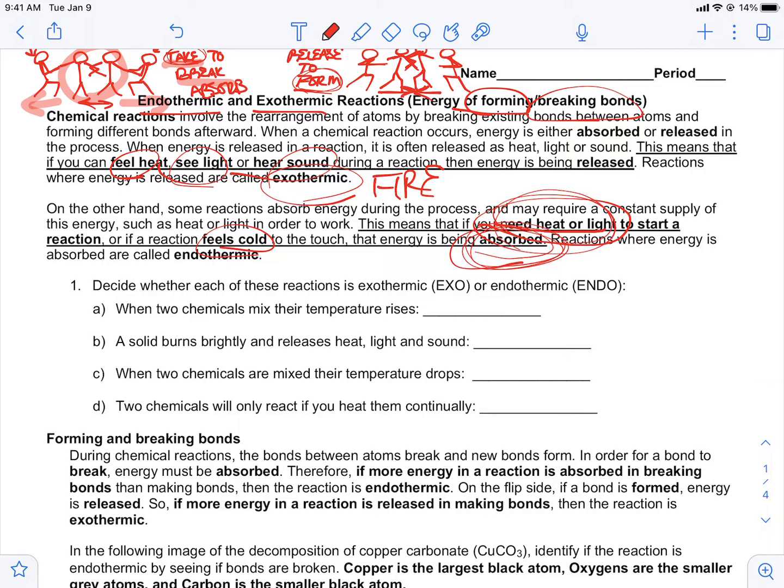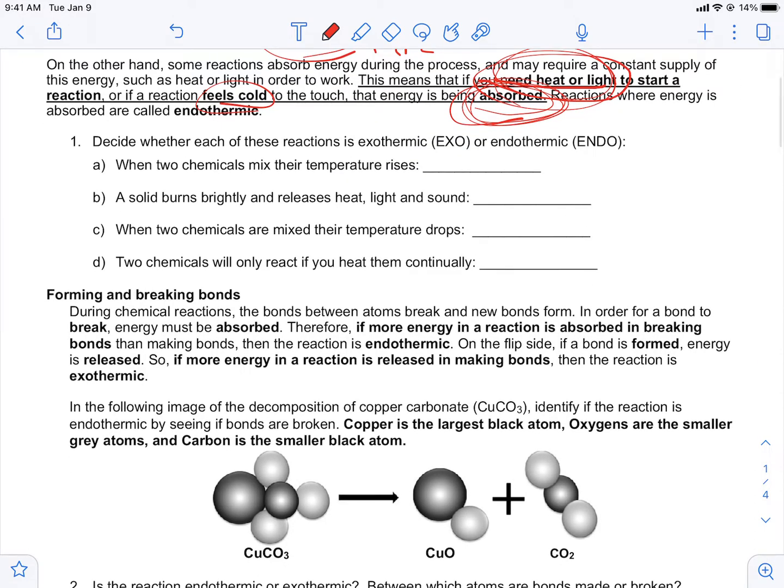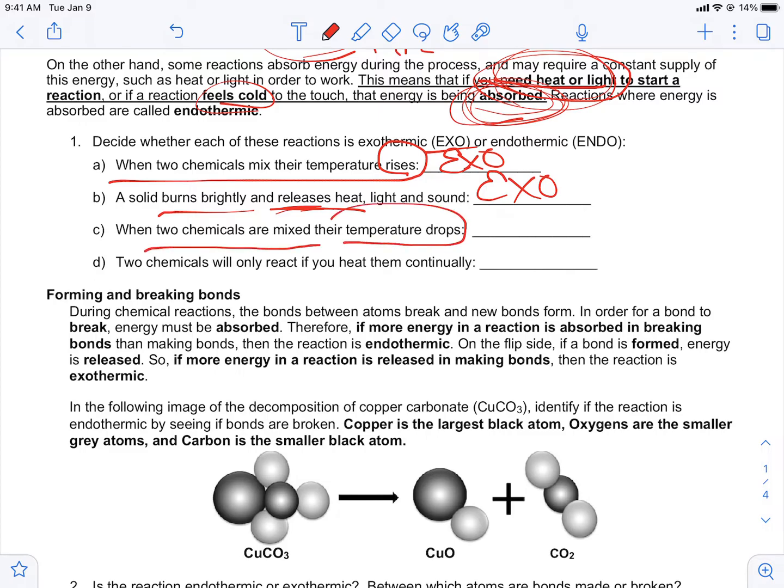So what we're going to do is go down here and do some examples, okay? If the temperature rises, like in scenario A, when you mix two things together and it's getting hot, if it feels hot to the touch, it's going to be exothermic. If you are burning brightly and releasing heat, light and sound, then you are again exothermic. On the flip side, if you're mixing two things together and it gets colder, like baking soda and vinegar does, that's going to be endothermic.